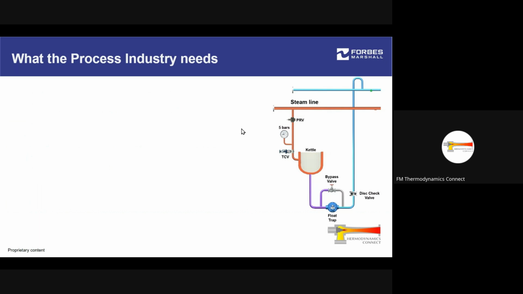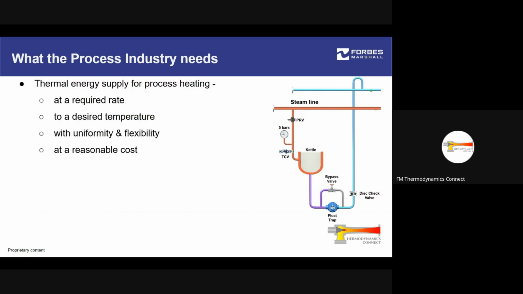And in terms of different process industries, the kettle may be replaced with some other equipment. But in most cases, this is just a representation of some heat exchanger, which is utilized in the context of providing heat to a specific process. And we'll take a couple of brief examples of that particular aspect. Now, from a perspective of fundamental understanding, what the process industry really needs is thermal energy supply for process heating, and there are specific criteria for it.